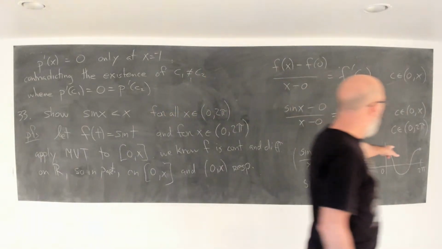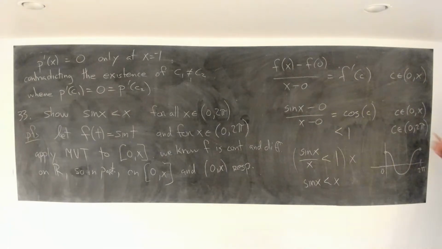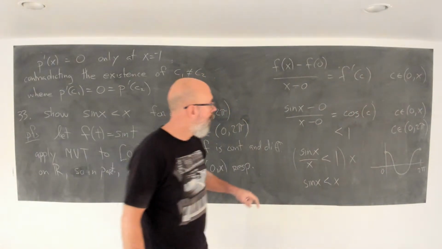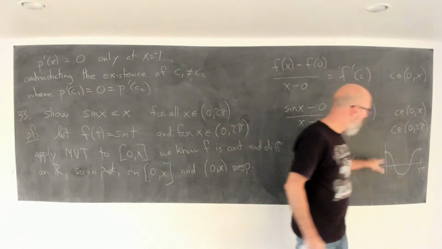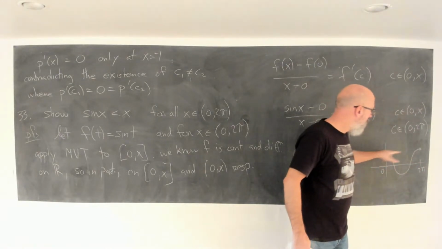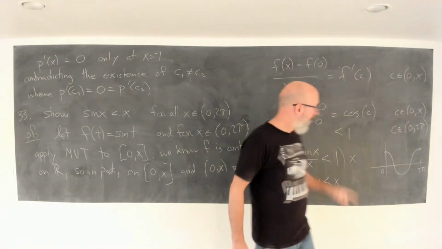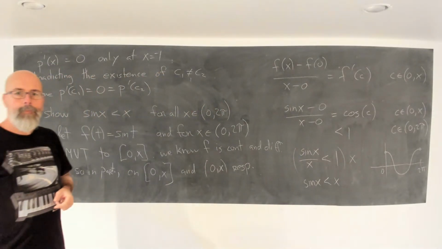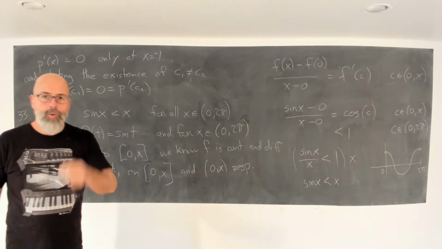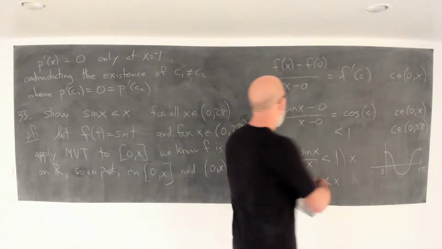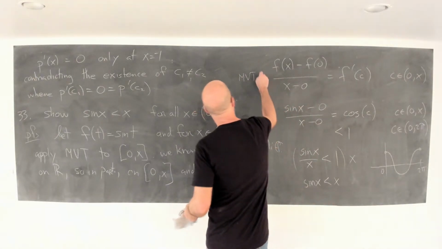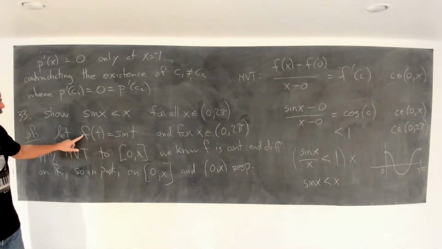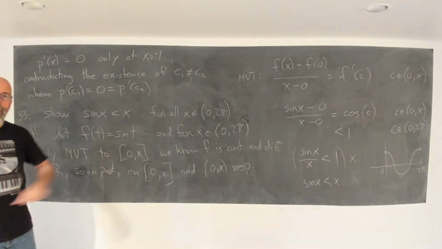Liam, round brackets do not include the endpoints. And that's why it's less than 1, right? Cosine in the interval 0 to 2 pi, cosine is 1 at 0 and at 2 pi, and everywhere else it's strictly less than 1. And there it is. Why is it equal to cosine of c? This is just the mean value theorem. Right? We were applying the mean value theorem to f on the interval [0, x].